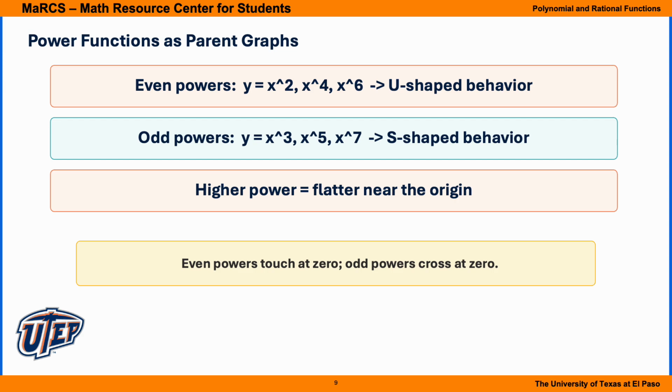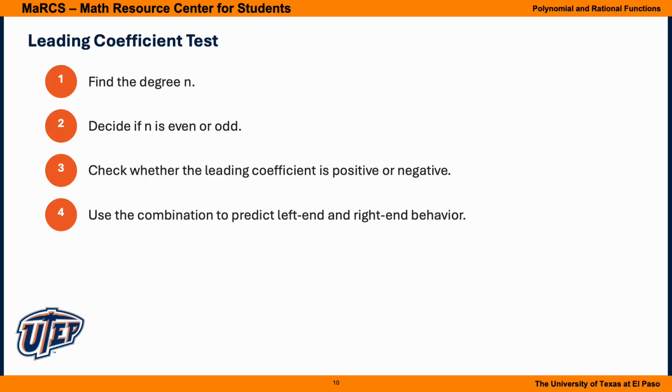So when we have even powers, such as x squared, x to the power of 4, x to the power of 6, that means our graph will have a U-shaped behavior. When we have odd powers, such as x cubed, x to the power of 5, x to the power of 7, our graph will have an S-shaped behavior. One thing to note is that when we have a higher power, that means our graph will be flatter near the origin. So here are the steps for the leading coefficient test.